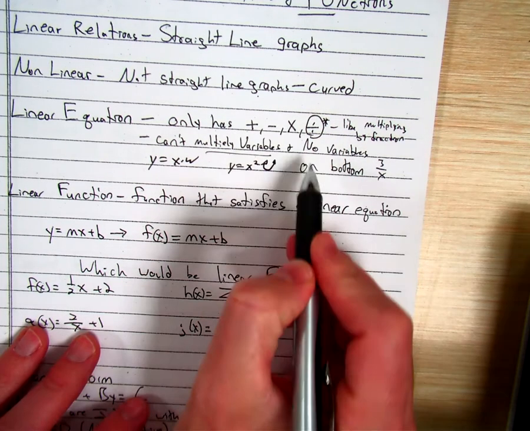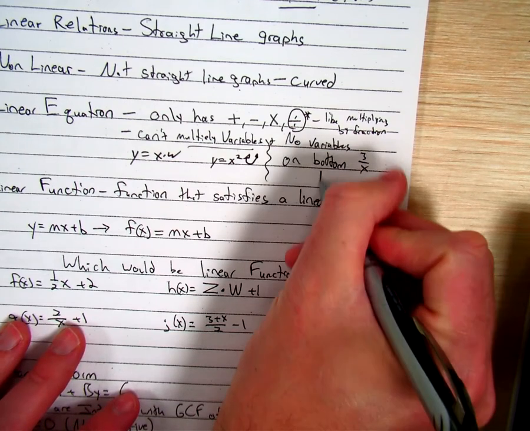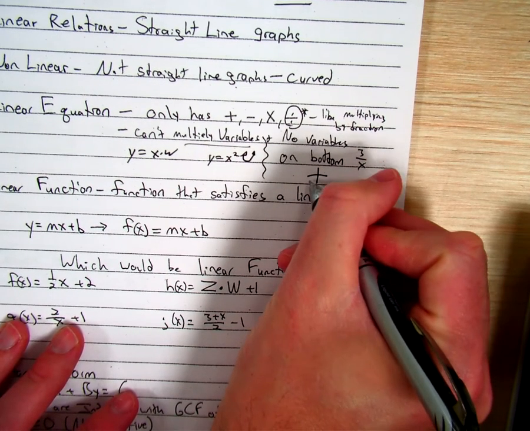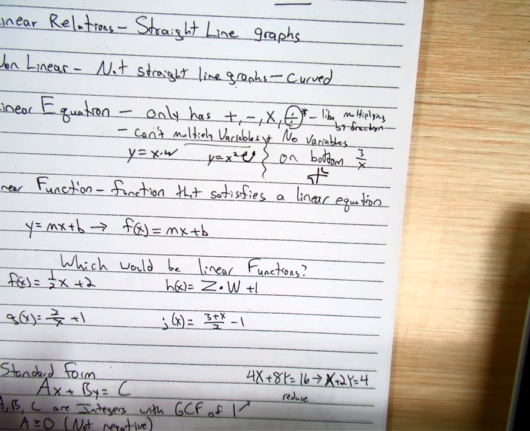And then rule number 2 is no variables on the bottom. When you have a variable on the bottom like that, we're going to get hyperbolas, and those are a lot of fun. We'll get to those later.